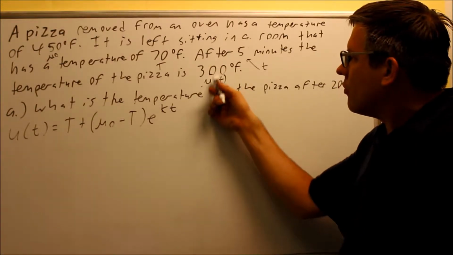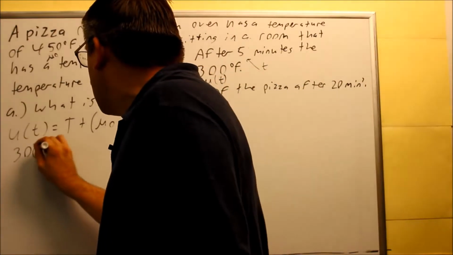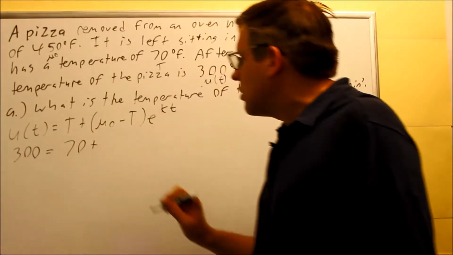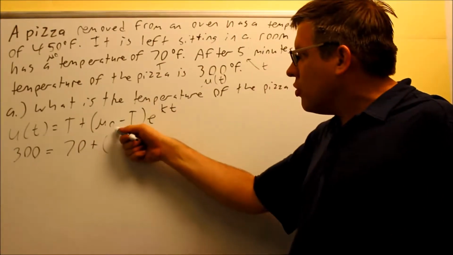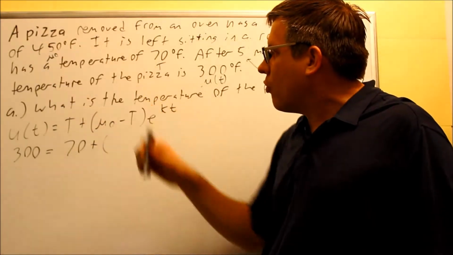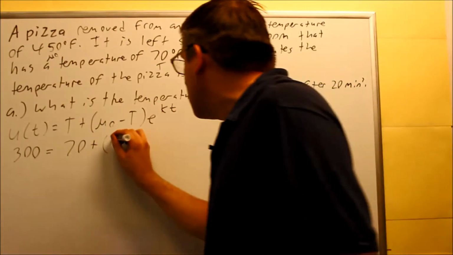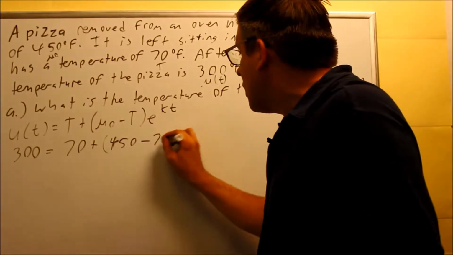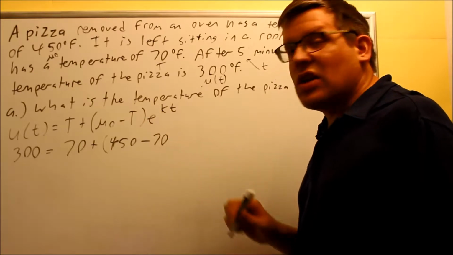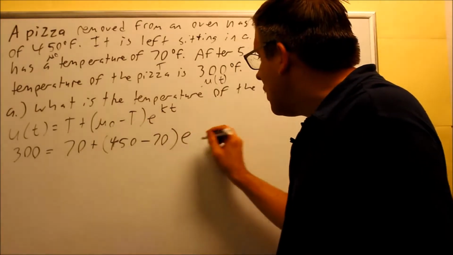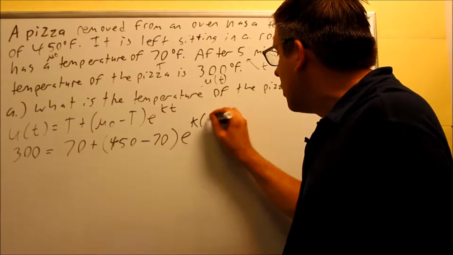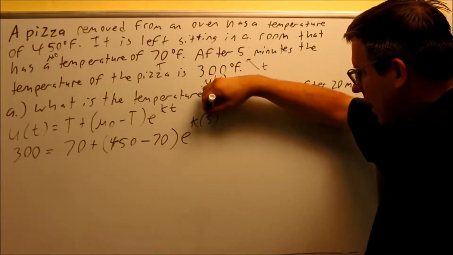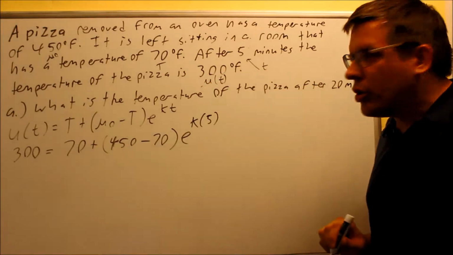So that u of t is 300, so we're going to put 300 in here. Big T is 70. 70 plus, we said that mu sub 0, that's this one right here, the 450. So you put 450 in this one, minus your 70 again. You have two big T's here, so 70 goes in twice. Then you have e to the k, and k is what we're trying to solve for. Your time is your small t, that's 5 minutes. So now I have everything all put into this.